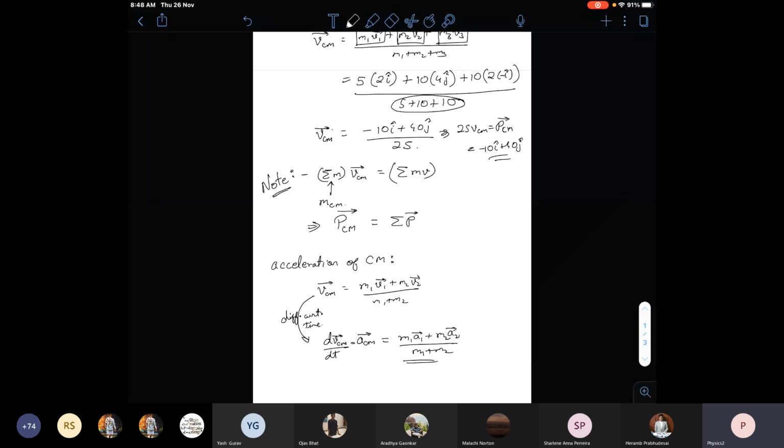Hope it is clear. Simple thing. I am not even going to do a question on this because the question will be in the same manner as velocity only. There is no difference between velocity and acceleration formulas. Everything is the same.